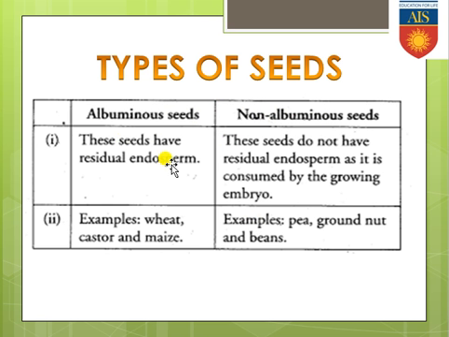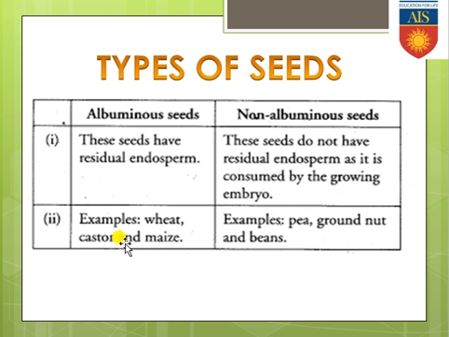The seeds have residual endosperm. Residual endosperm means a sufficient quantity of endosperm is present in case of this seed. Non-albuminous seed means the seed where residual endosperm is not there, because the endosperm quantity, if it is present also, is very less, and most of the time it is absent in this kind of seed.